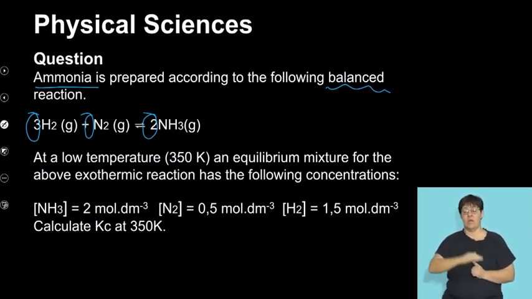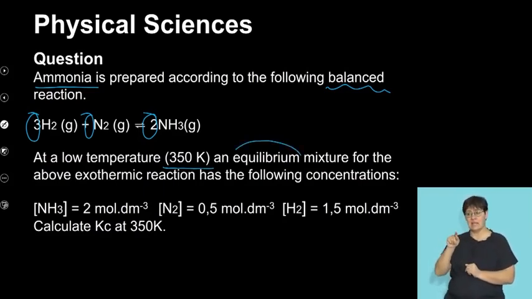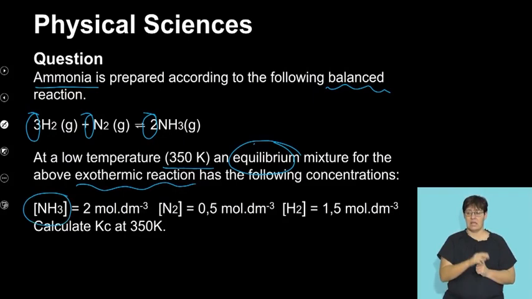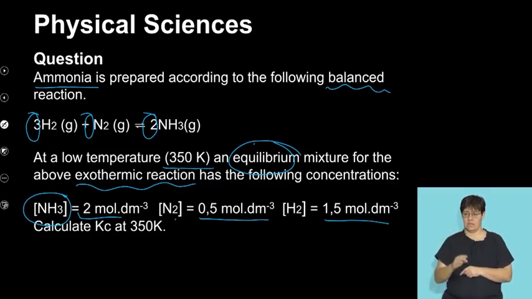At a low temperature, and this temperature is 350 Kelvin, an equilibrium mixture for the above exothermic reaction has the following concentrations. They tell us that at equilibrium the concentration of ammonia is 2 mole per decimeter cubed. The concentration of nitrogen is 0.5 moles per decimeter cubed, and for the hydrogen gas it is 1.5 moles per decimeter cubed. I just want to refresh your memory again that concentration is equal to the number of moles per unit volume.